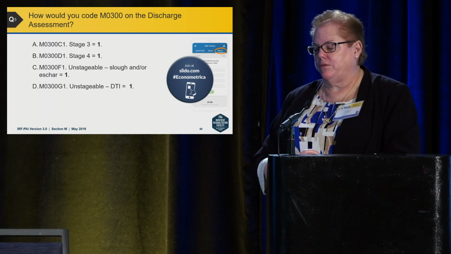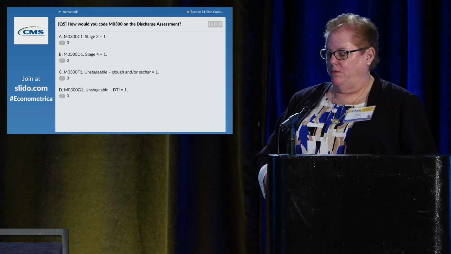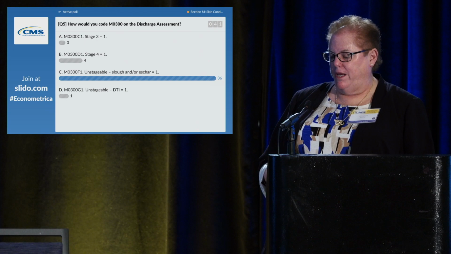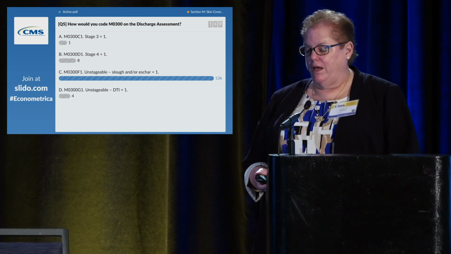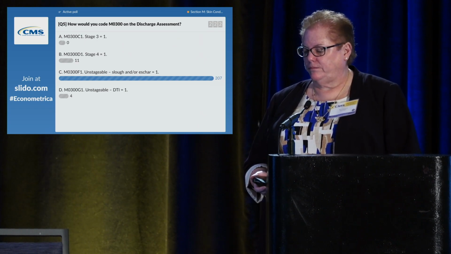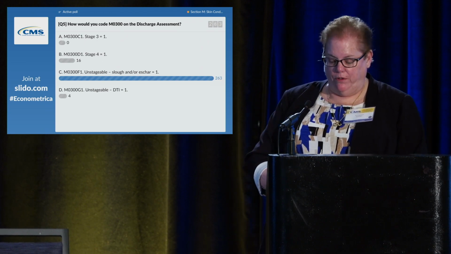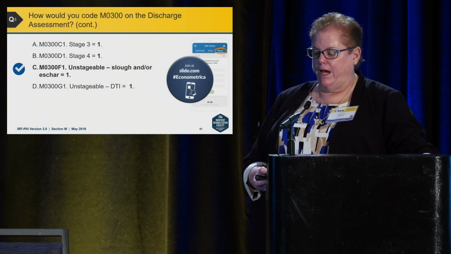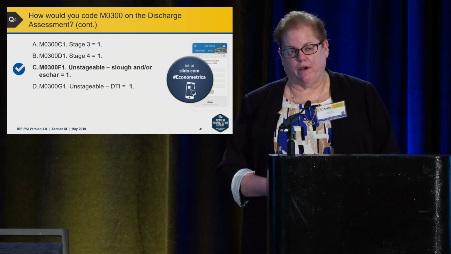How would you code M0300 on the discharge assessment? Would it be M0300C1, stage 3? Would it be a stage 4? Or would it be M0300F1, unstageable due to slough or eschar? Or would it just be M0300G1, unstageable due to deep tissue injury? Okay, we have the majority of the people who have answered, so let's see what the answer is. And in fact, you would code here M0300F1 as unstageable slough or eschar.